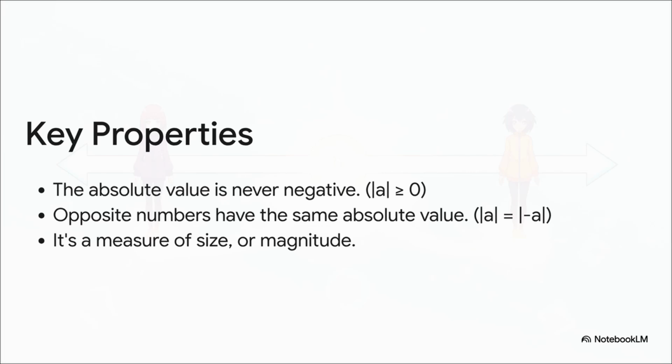First, it is never negative. Distance is always positive. Second, opposite numbers, like our friends +4 and -4, they always have the same absolute value. And finally, its entire job is to measure size, or what we call magnitude, a concept that's absolutely essential for everything from engineering to scientific polls.